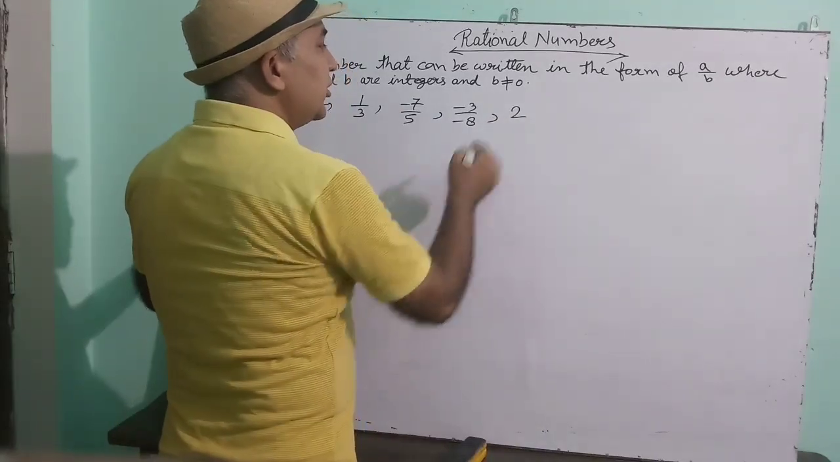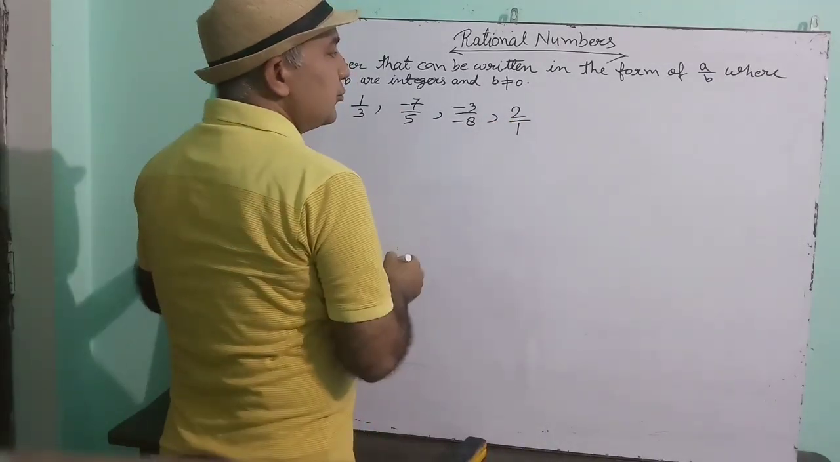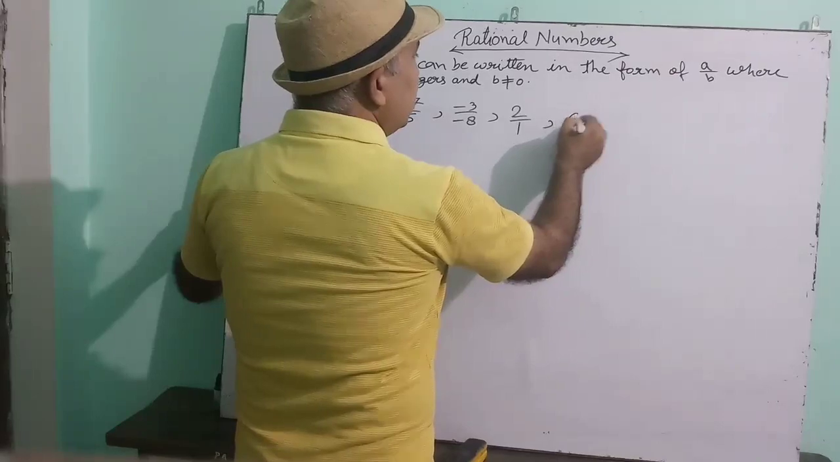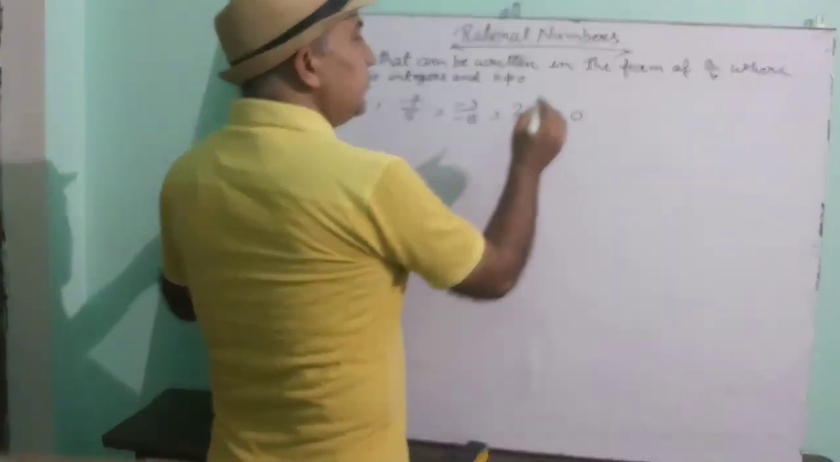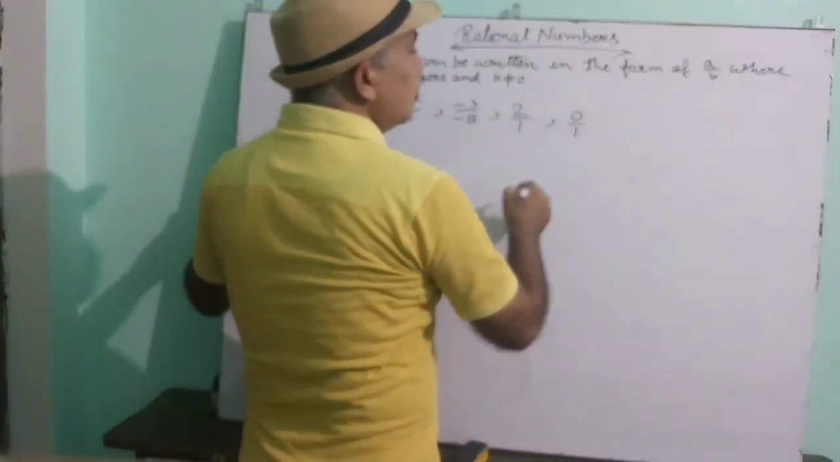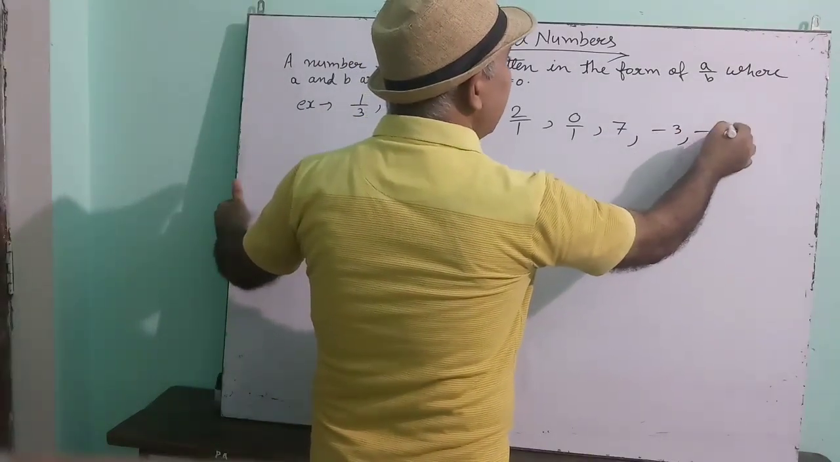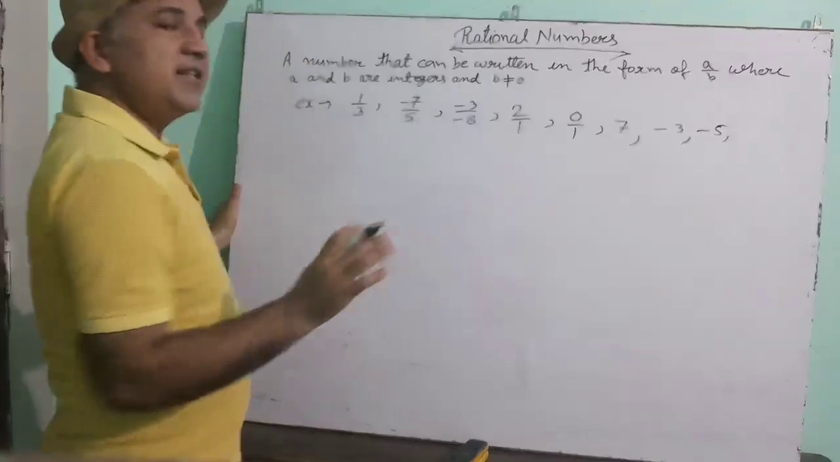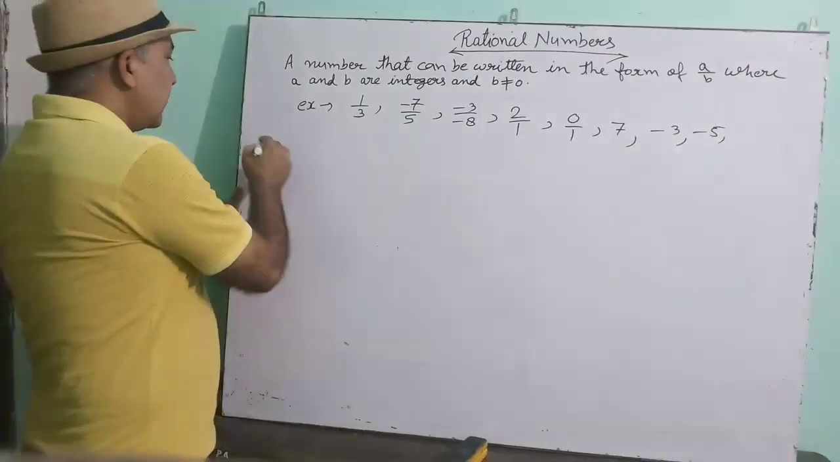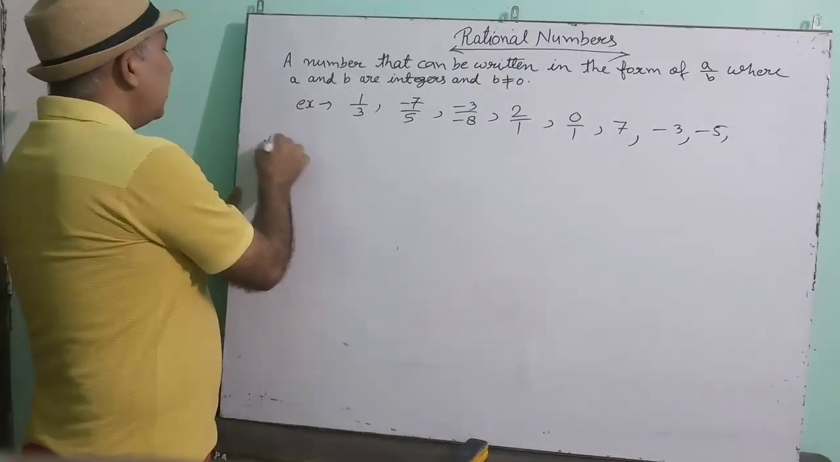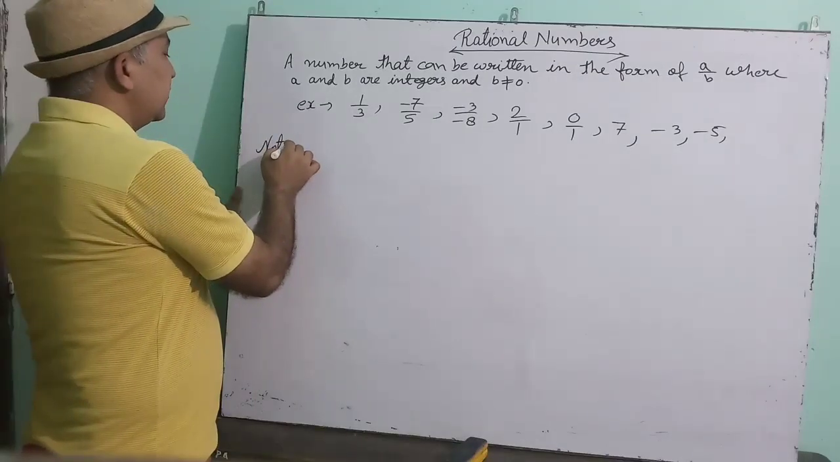2 is also a rational number because it can be written as 2 upon 1. Similarly, 0 is also a rational number because it can be written as 0 upon 1. Understood? Similarly, minus 3, minus 5 and so on. All these are rational numbers. Now see, what are not rational numbers?